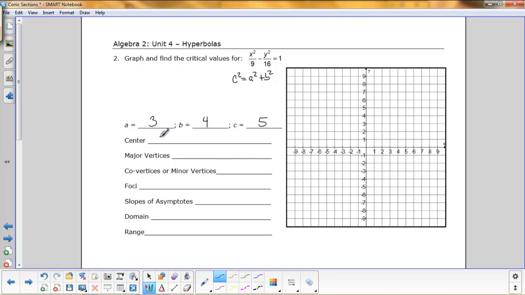Our center is the origin, 0, 0, and we'll stop here and we'll graph before we fill in the rest of our critical values. So since A is associated with x, I will count left and right 3 units. Since B is associated with y, I will count up and down 4 units. I will continue with my fundamental rectangle and my asymptotes.